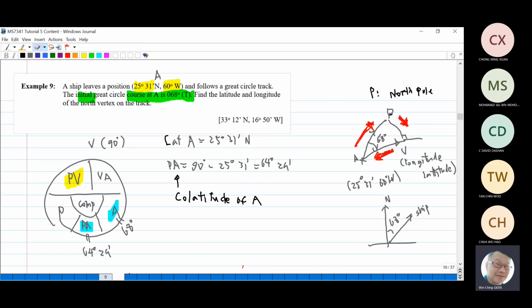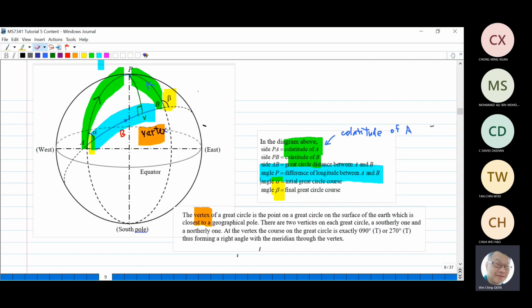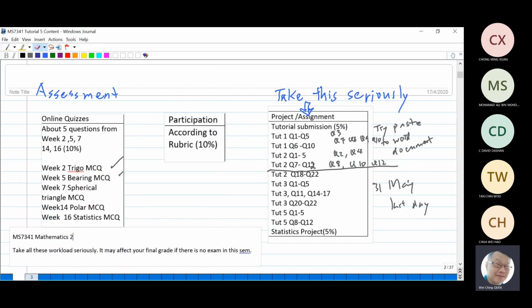I want to talk about this one because this one will be more involved already. We'll continue the tutorial. You can see that we are going to do tutorial 2, question 7 to 12, right? We did 1 to 5 already. So what's left is 7 to 12. Okay, so 7 to 12 we'll do on Thursday, right?